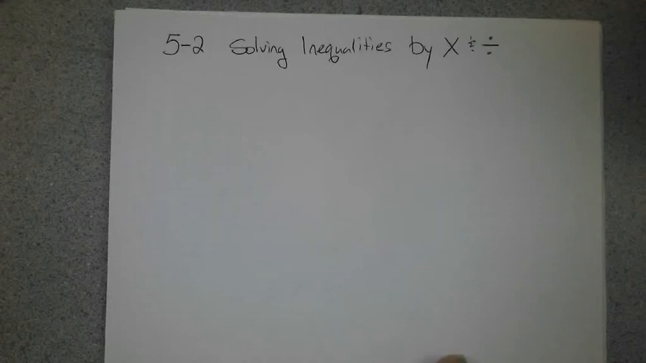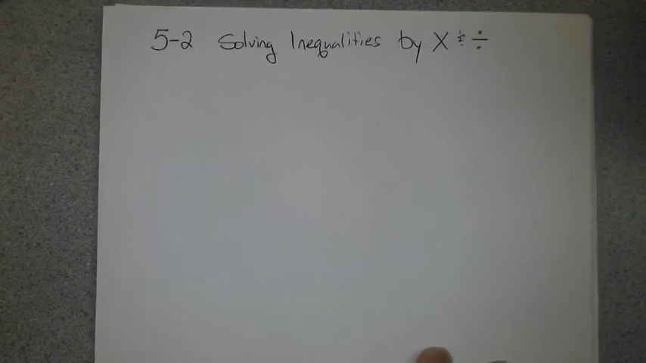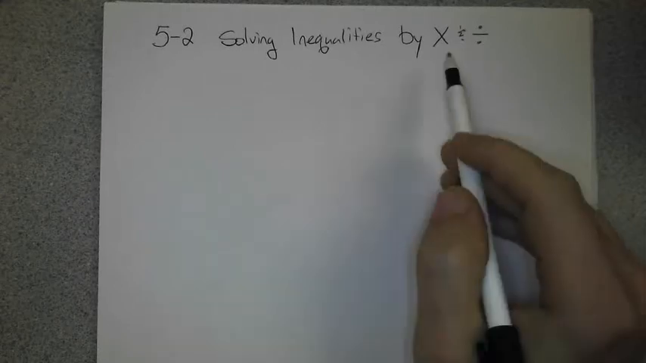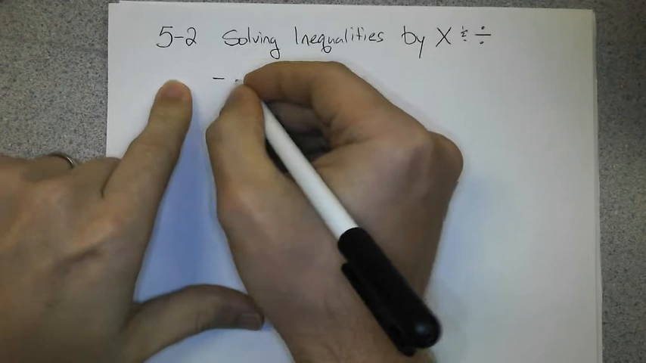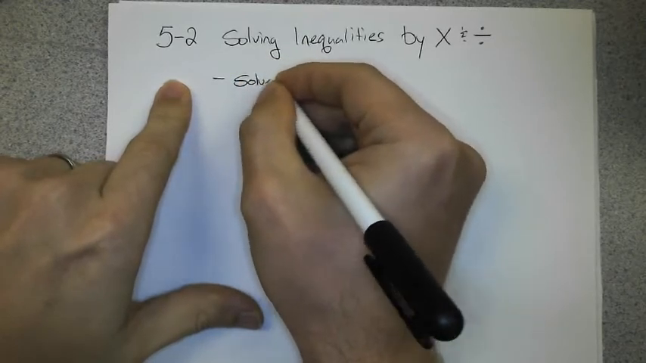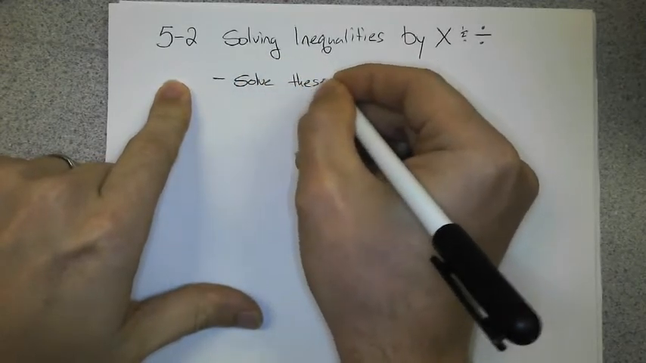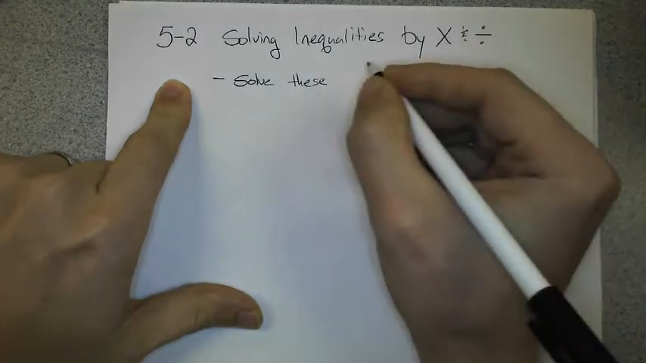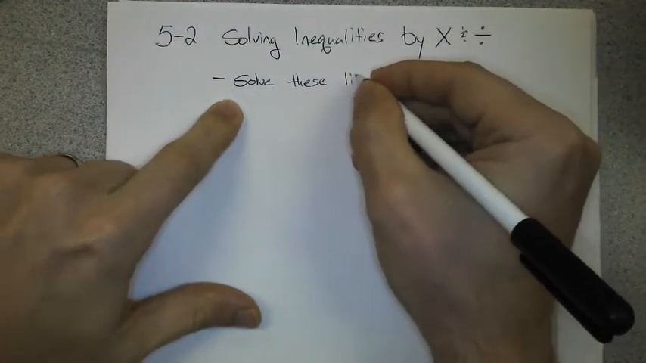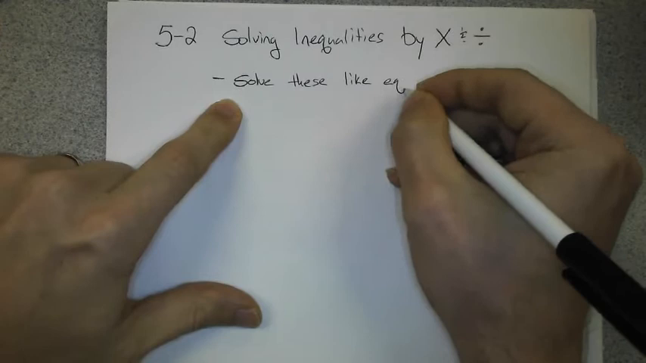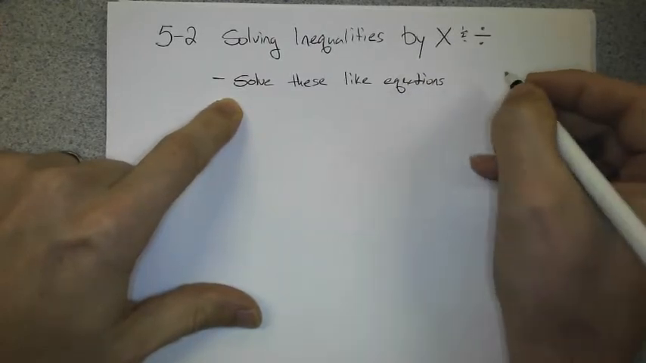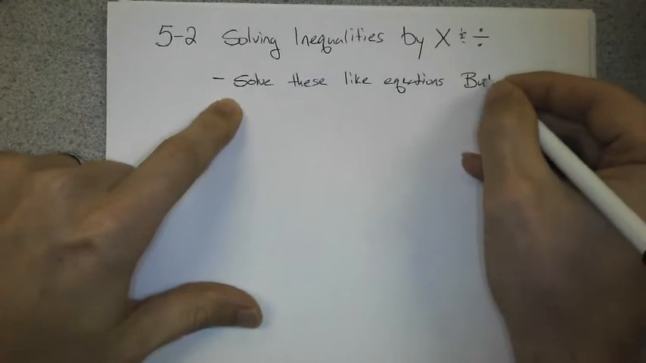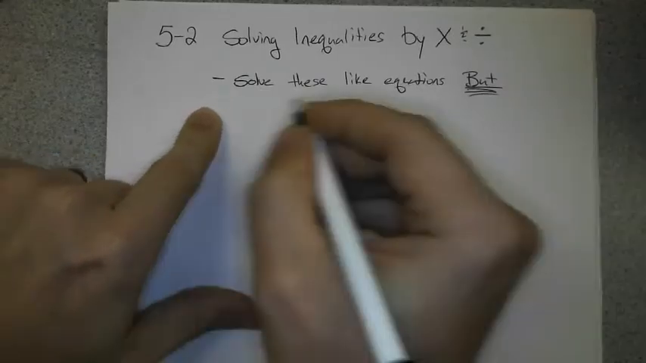Alrighty, boys and girls. So we're going to go over Chapter 5, Section 2, Solving Inequalities by Multiplication and Division. So basically for these, what you need to know is we are going to solve these just like you would solve equations. So solve these like equations, same style, same rules, but there's one major exception.